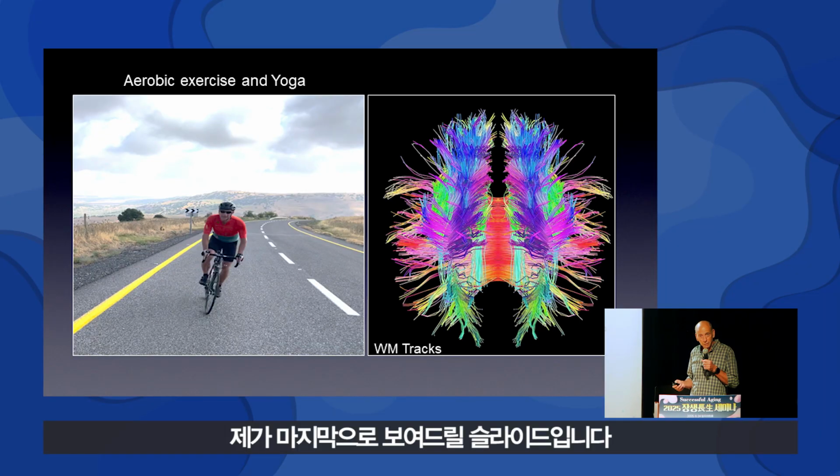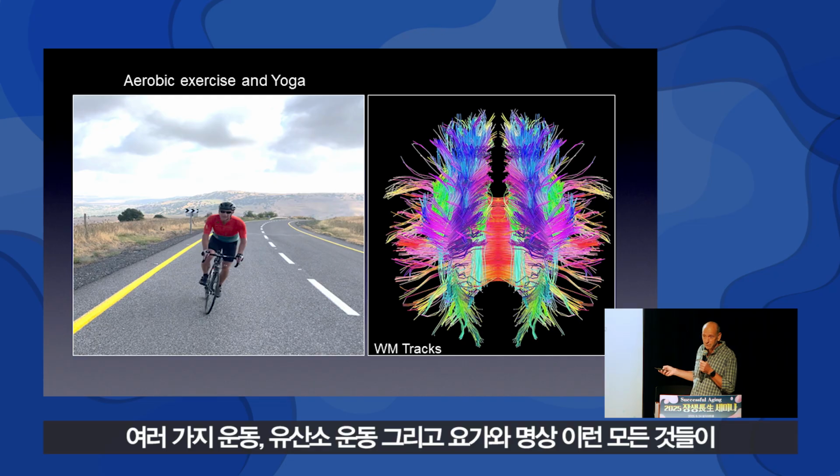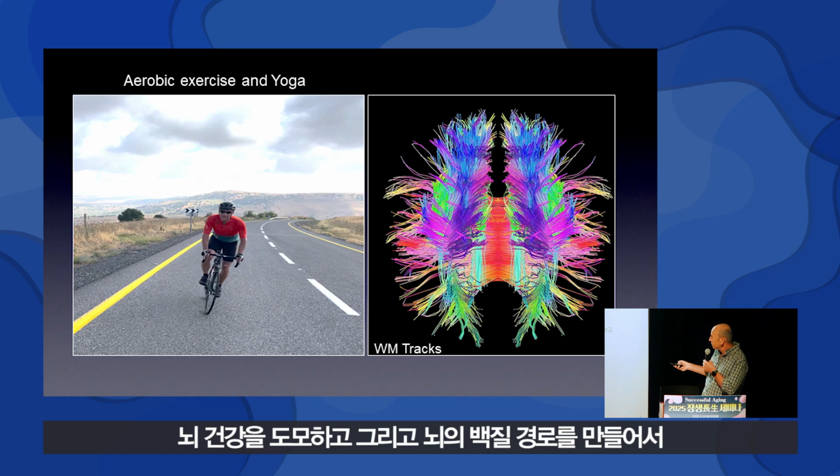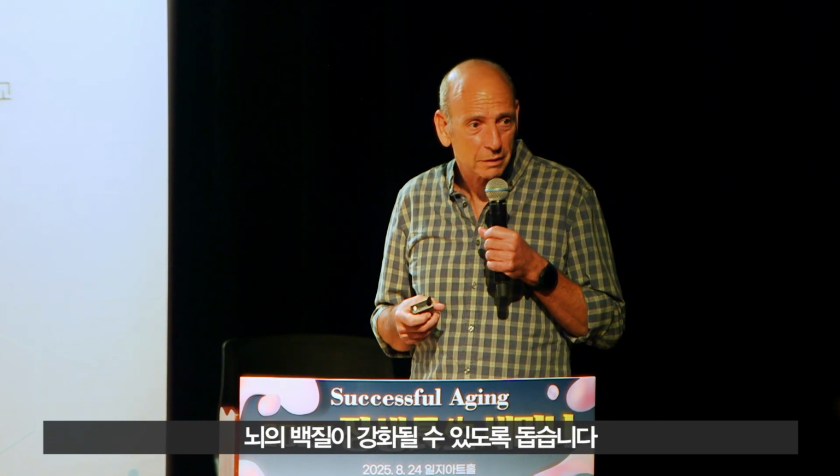I will just finish with a slide showing what I choose. What I do is sport, aerobic exercise, and yoga, which also includes meditation. What you see here is imaging of the brain, the white matter tracks. I will stop here, and I will be happy to discuss and answer any questions.